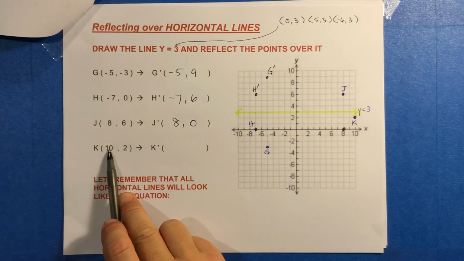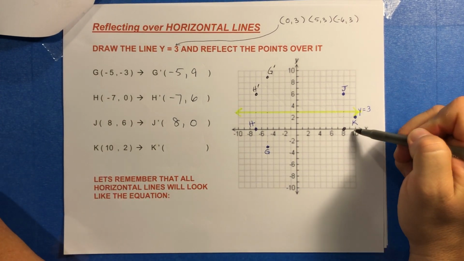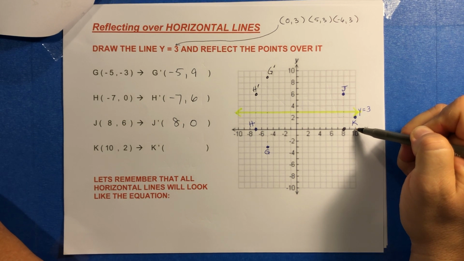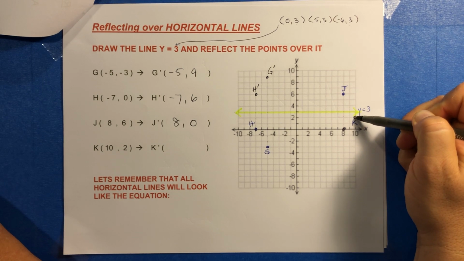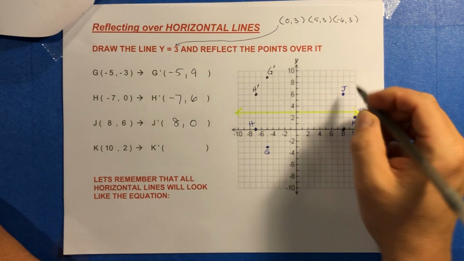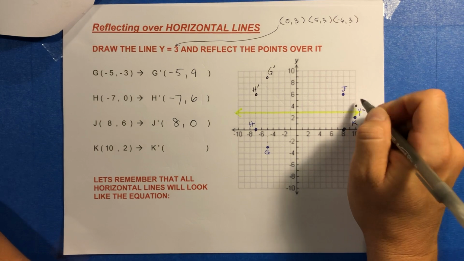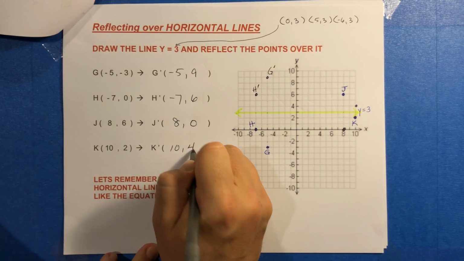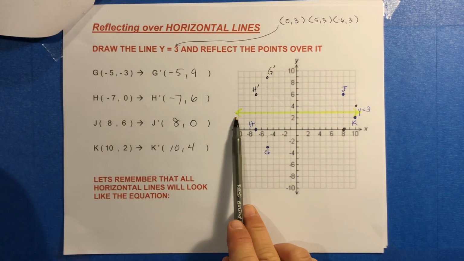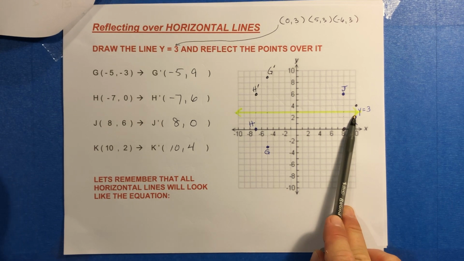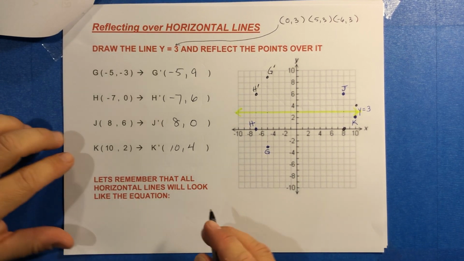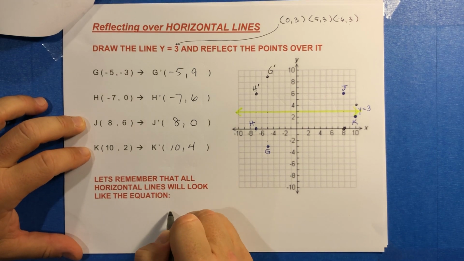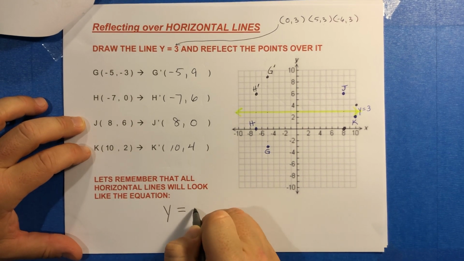Finally, K is located at 10 comma 2. So here's 10 comma 2. Now, ladies and gentlemen, it's only 1 below the line. So where will K prime end up? Sure, it's going to end up 1 above it, right? Which will be 10 comma 4. All right, so in summary, all we're going to do is count the distance away from the horizontal line. And let's remember, very, very importantly, that all horizontal lines will look like y equals some number.